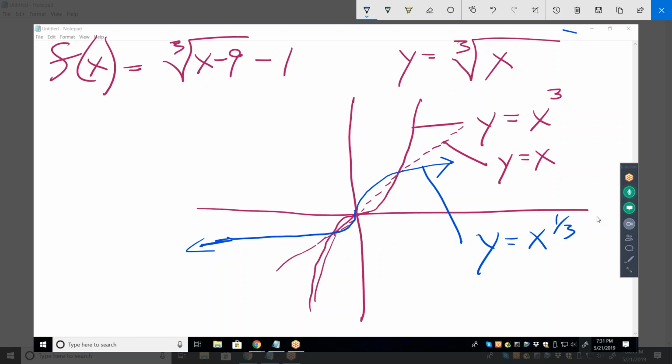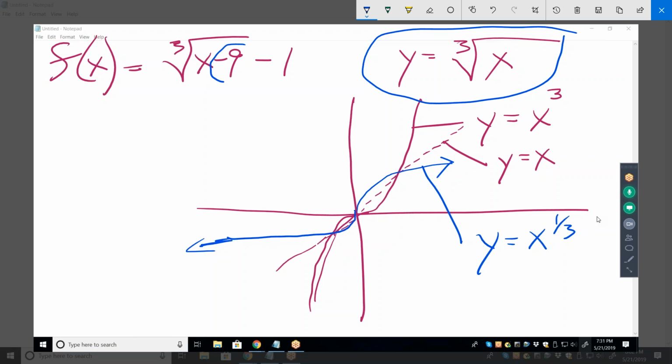Because if you look at this elementary function, x can go to infinity, right? In both directions, negative infinity to positive infinity. You can take cube roots of negative numbers. You just can't take square roots of negative numbers. And if x goes to infinity, what's y going to go to? Infinity. And if x goes to negative infinity, y is going to go to negative infinity.